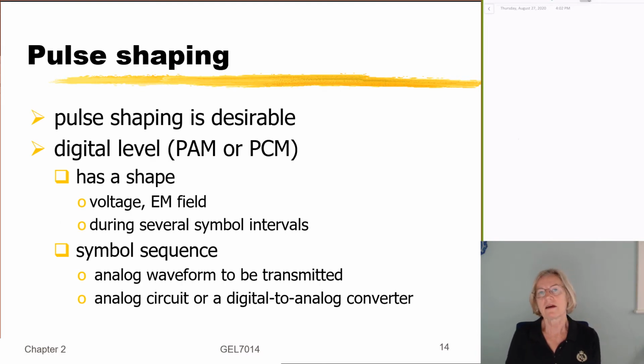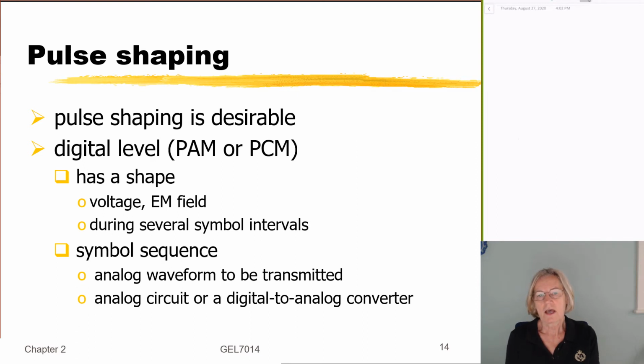So we will be discussing pulse shaping. Pulse shaping will be desirable, that when we send this analog signal, a waveform which represents a symbol, certain shapes may be more robust to impairments than others. And we have this idea of the digital level, which is PAM or PCM, but there's also this shaping, and the shaping applies to voltage, to the EM field, electromagnetic field, could be a shape, a waveform, which covers many symbol intervals.